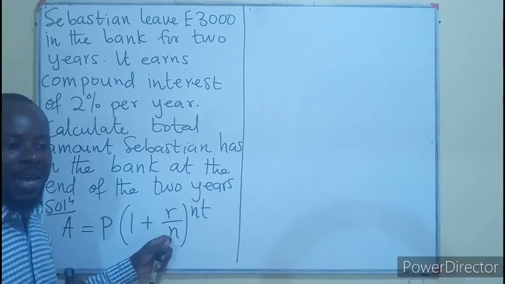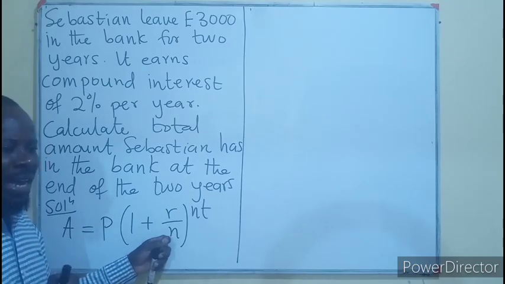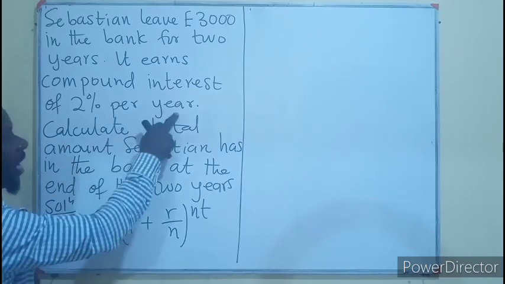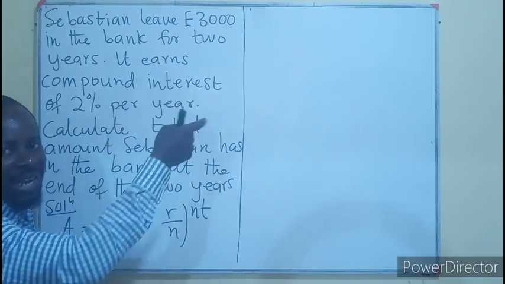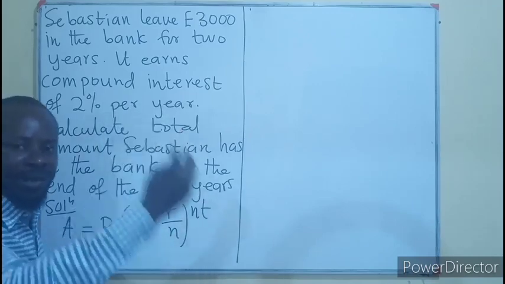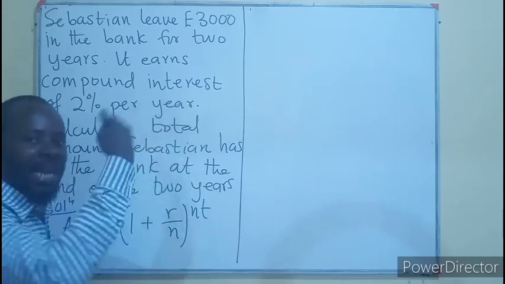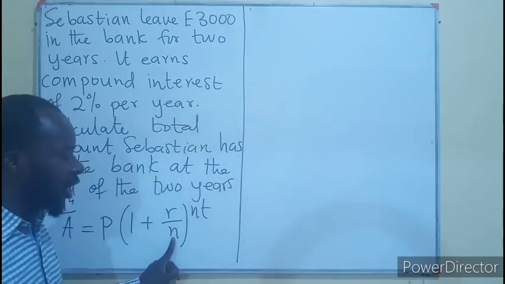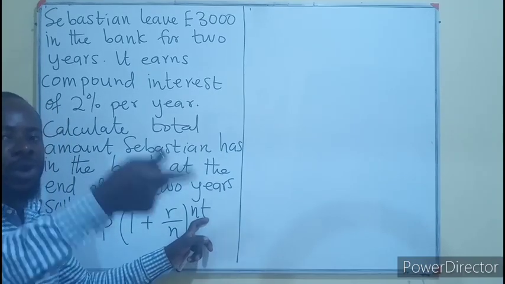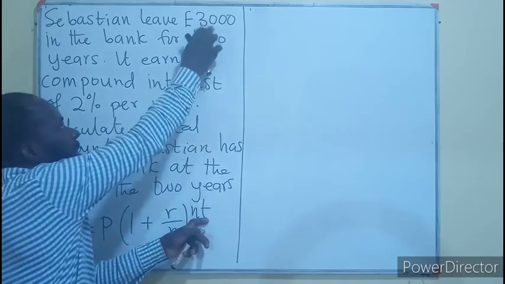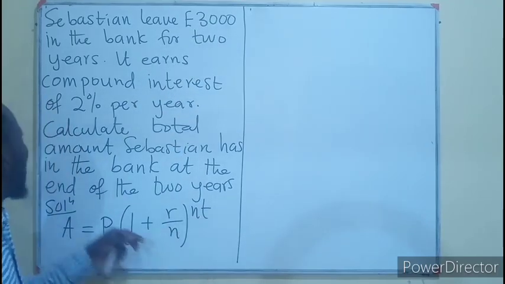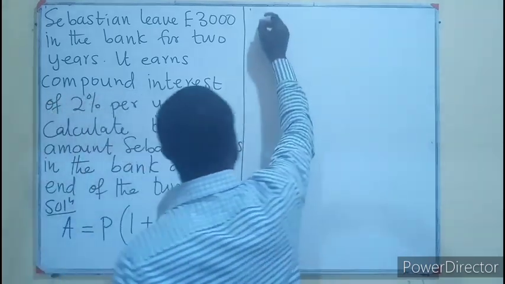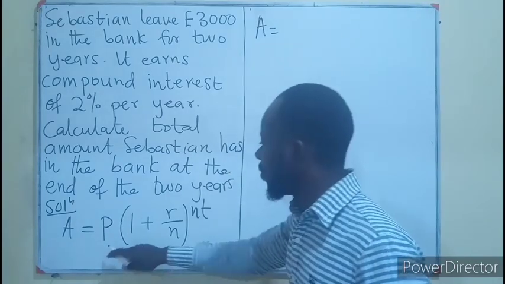Then N is the number of times that the interest is compounded. You can see here it is per year, not per month, as in every 4 months they are calculating the interest, but here every year they calculate the interest. So the N here will stand for 1, once every year the interest is calculated. Then the T stands for the duration, the number of years that this principal is staying in the bank. In this case, it is staying in the bank for 2 years.